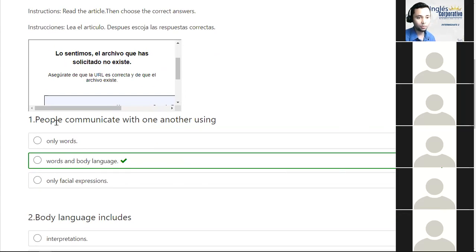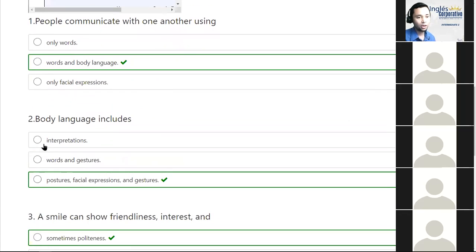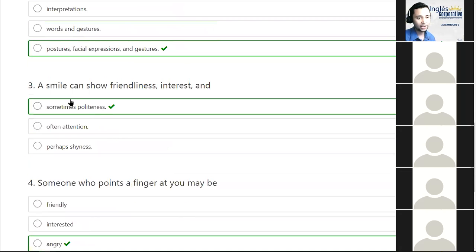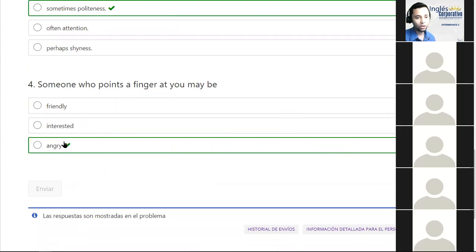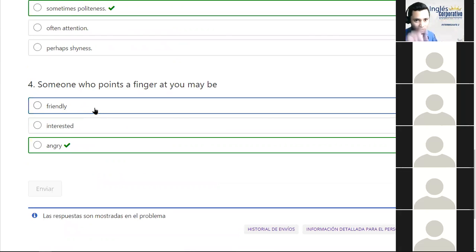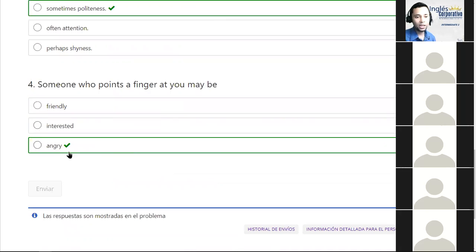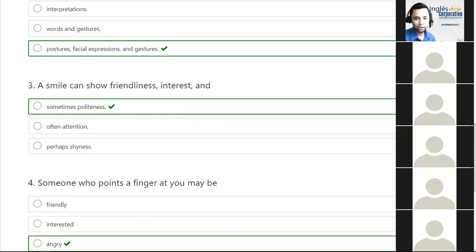Number one, people communicate with one another using words and body language. The second one, body language includes postures, facial expressions, and gestures. Number three, a smile can show friendliness, interest, and sometimes politeness. And number four, someone who points a finger at you, like this, may be angry. Esa sería la respuesta.